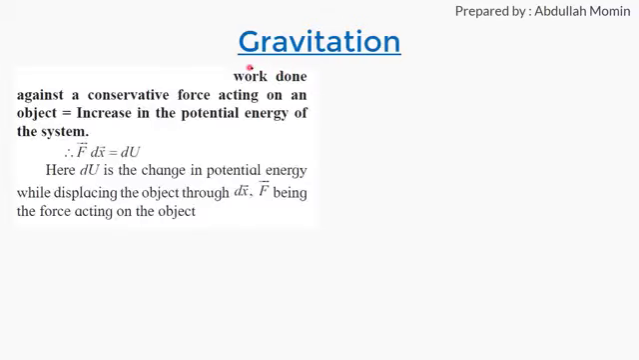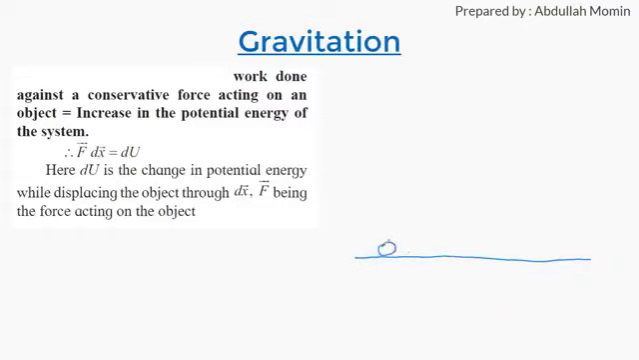We are going to learn about the gravitational potential and potential energy. So what is potential energy? Let us understand it first. Potential energy is nothing but the work done against a conservative force acting on the object, which is equal to the increase in the potential energy of the system. Now, in order to understand this, let us see this example.